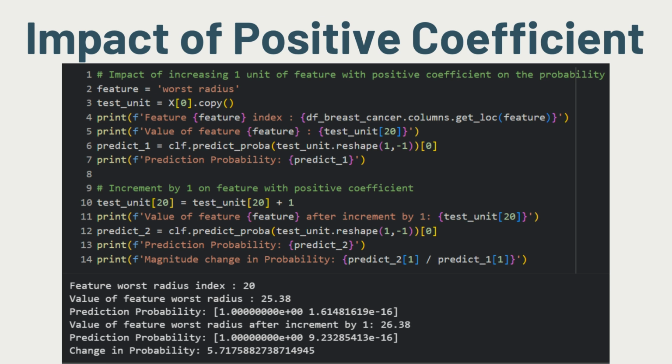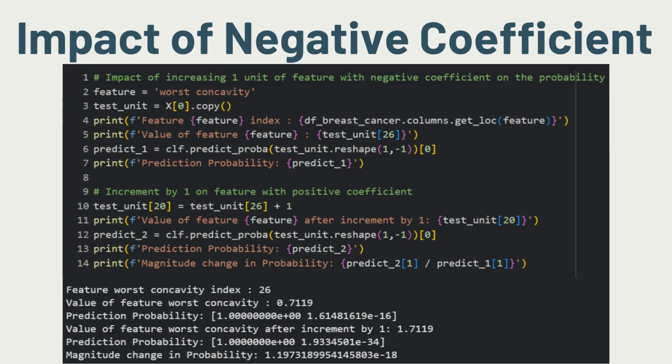The new predicted probability is 5.72 times the previous probability. We can repeat the same for a feature with negative coefficient, using the feature worst concavity. This time, we see that the predicted probability has decreased significantly. The impact is huge, for a 1-unit increment. The change in feature unit value doesn't have a linear change, but rather an exponential change instead, which is expected due to the nature of the logistic formula.